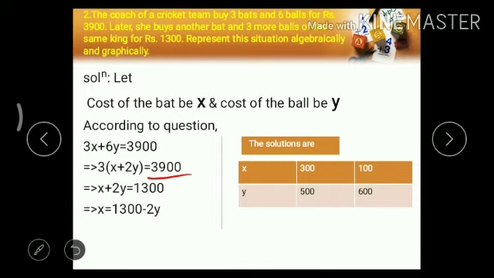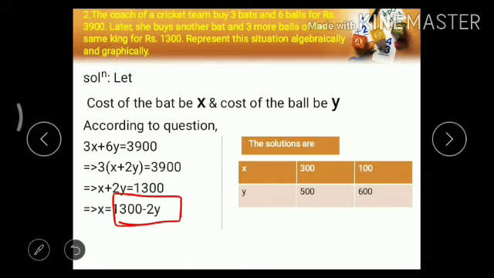This 3 here is multiplied with the unknown terms, so if it goes to this side, it becomes divide. If you divide, you will get 1300. Then 2y will go to that side, and we will get 1300 minus 2y. This is the value of x in terms of y.